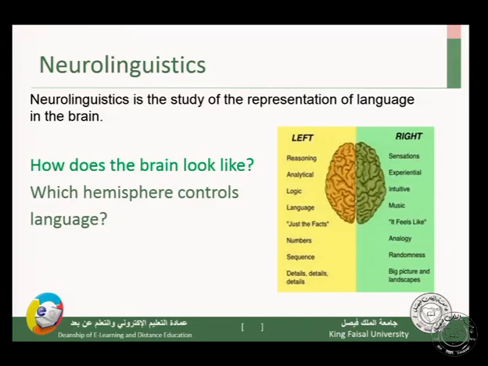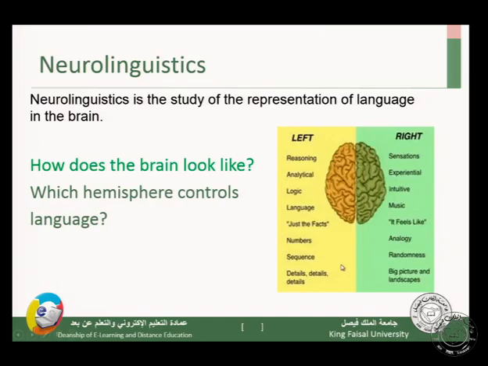In this slide we are going to look at two things. The first is, what does the brain look like? This is necessary for you in order to understand how language is represented in the brain. It is necessary to see what the brain looks like.